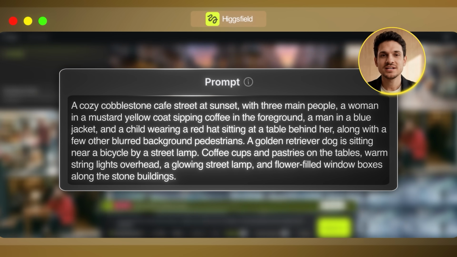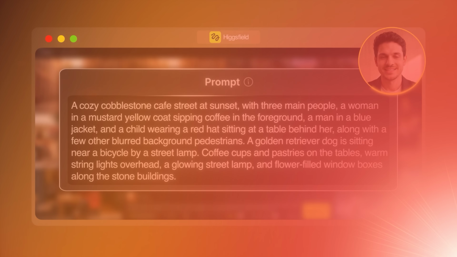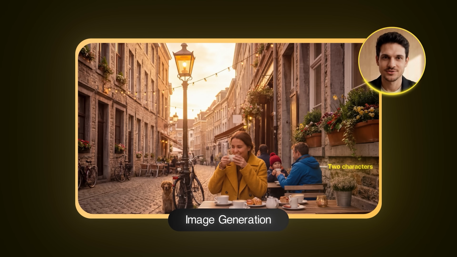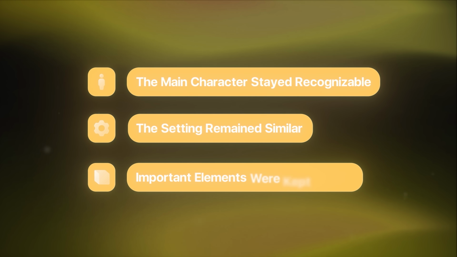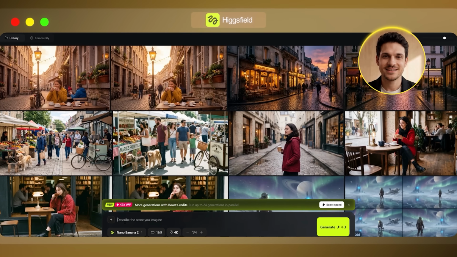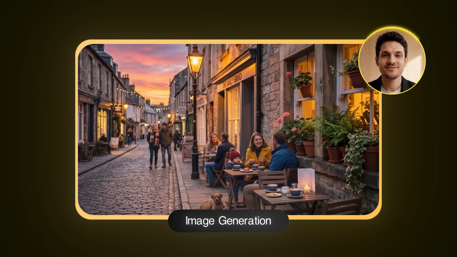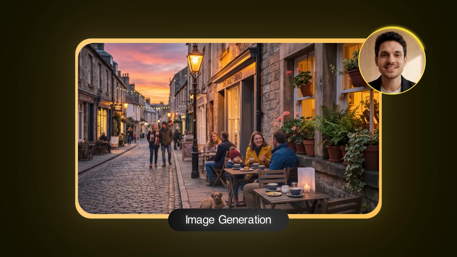When I generated the image with Nano Banana Pro, it successfully added the 2 extra characters and the dog while still keeping the overall scene mostly consistent. The main character stayed recognizable, the setting remained similar, and most of the important elements were kept in place. But when I tried the same thing with Nano Banana 2, it added focused background characters and became less consistent. Also, the dog's position wasn't accurate.